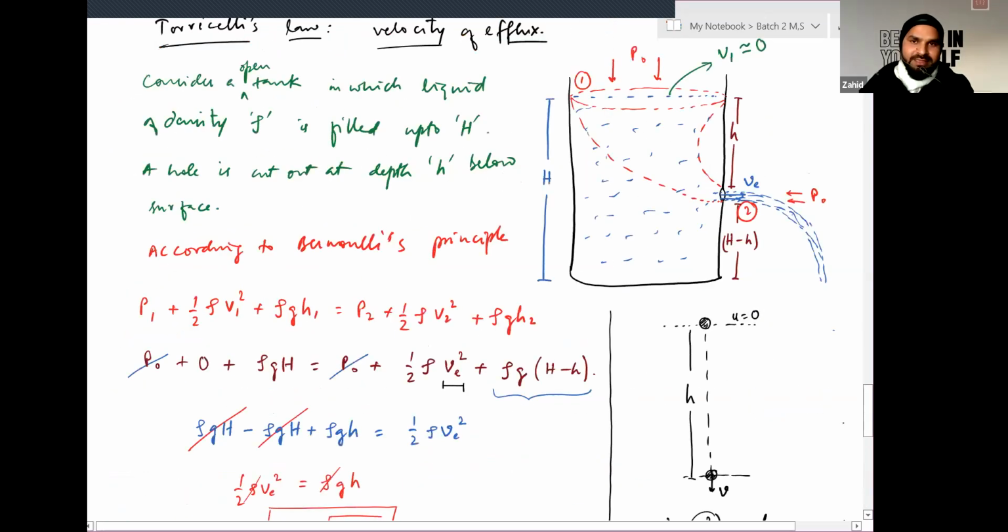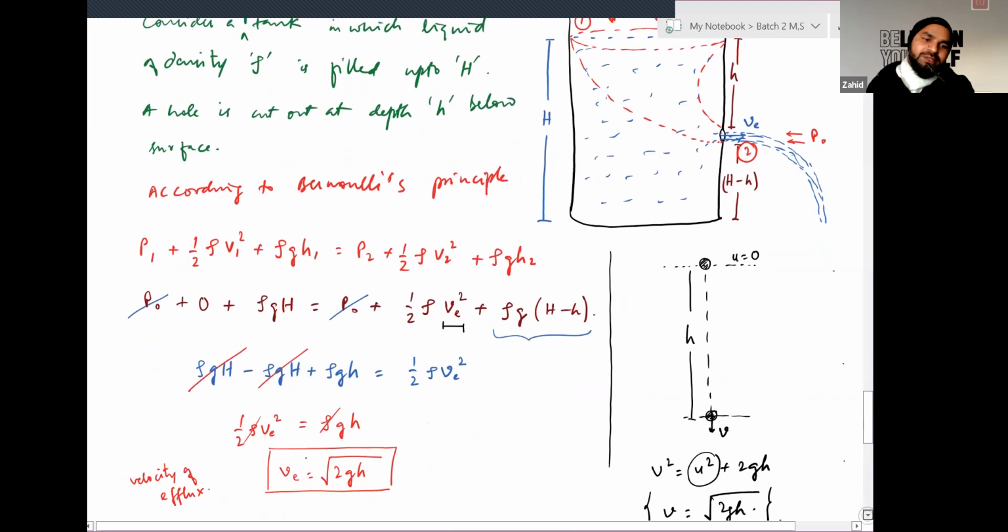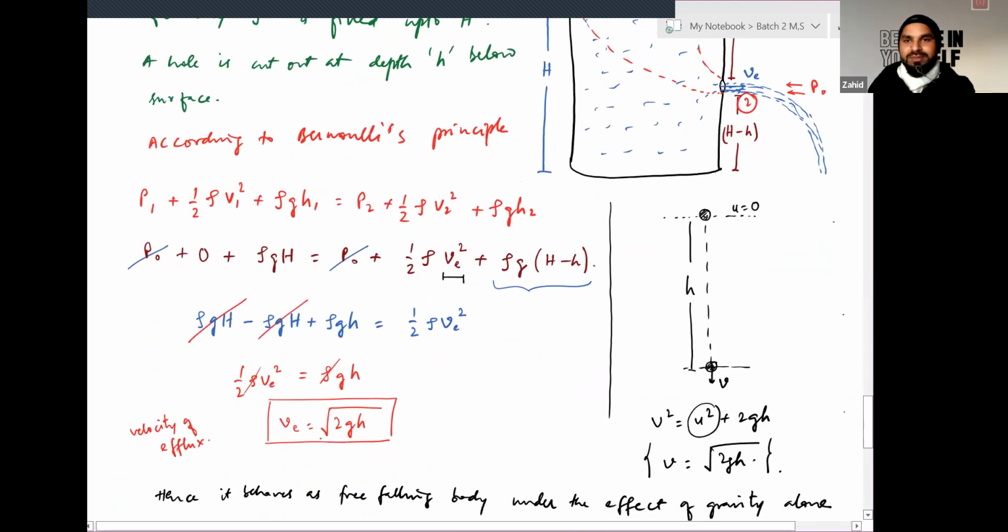Suppose the hole is at the top. At this point, the height will be 0, so the velocity of efflux will be 0. There will be no fluid ejecting out from that surface, so the range will be 0 in that case.